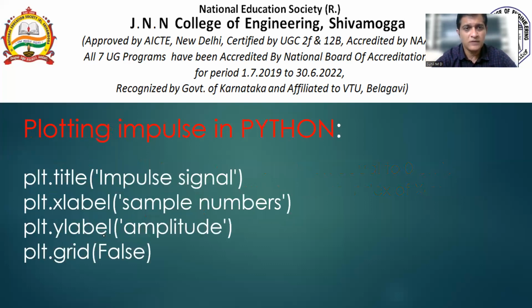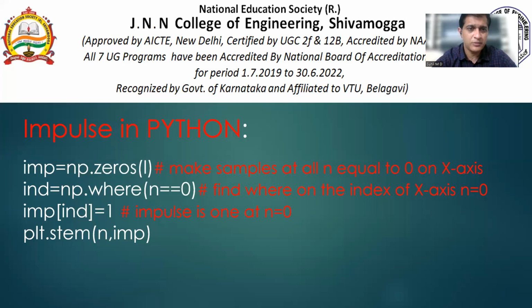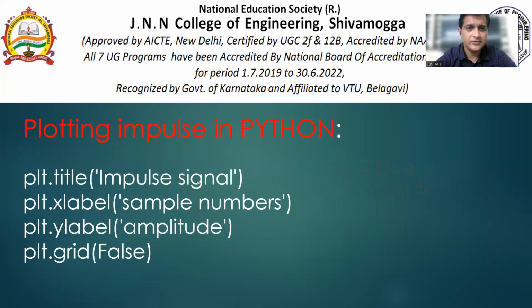Fine. So this is what we are doing, and once we plot that, we can give a title to that plot. We can label the x-axis and y-axis, and we can define the grid also. We have written false here. If you say false, the grids will not appear. If this false is made true, the grids will appear. So this particular exercise we shall do for generating the impulse function in Python. I hope you have understood what I mean.